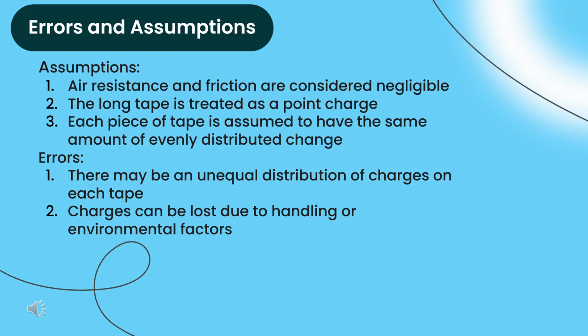Assumptions are that the air resistance and friction are considered negligible. The long tape is treated as a point charge, and each piece of tape is assumed to have the same amount of evenly distributed charge, and the errors are that there may be an unequal distribution of charges on each tape, and the charges can be lost due to handling or environmental factors.